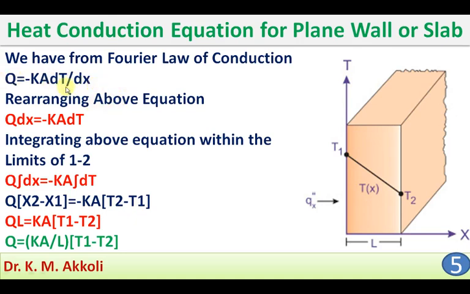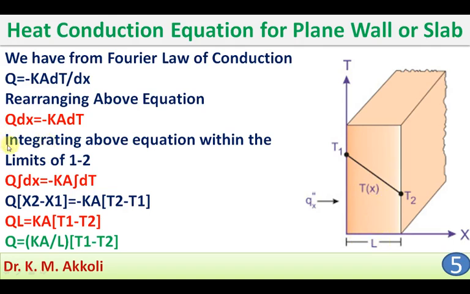Rearranging this equation, we get Q dx = -KA dT. This equation holds good for the slab or wall. When the heat is transferring in this direction, the temperature is decreasing from T1 to T2 for the length L, and the distance is changing from x1 to x2 in the x direction. Then x2 minus x1 will give the length L, and T of x is the temperature as a function of that distance.